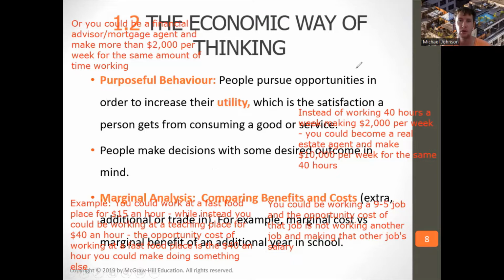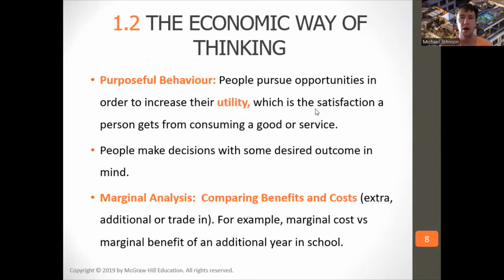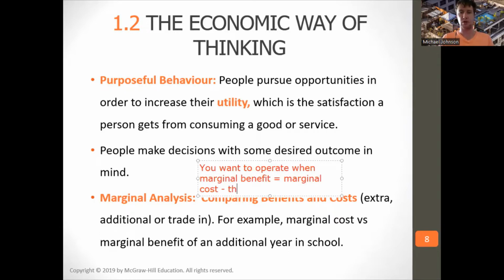So, purposeful behavior. People pursue opportunities in order to increase their utility, which is the satisfaction a person gets from consuming a good or service. So you want marginal benefit equal to marginal cost to make it most efficient. In this case, you want to operate where marginal benefit equals marginal cost. Yeah, that's most efficient.